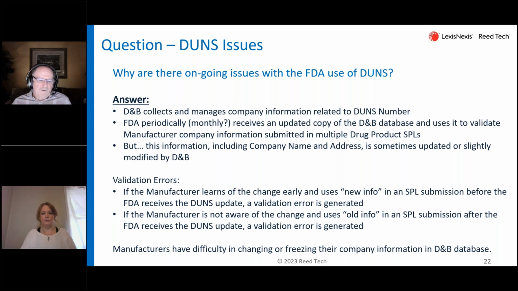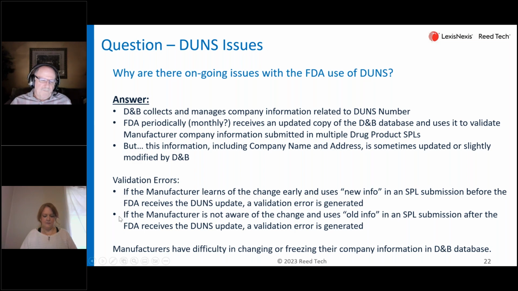Or another scenario could happen. Maybe you're not aware that Dun & Bradstreet updated the information and you use the old info in an SPL submission to the FDA. Meanwhile, the FDA finally receives their update and now they're working off a different data set than what you have. And when the submission comes in, it won't match up with their database. Again, a validation error is generated.